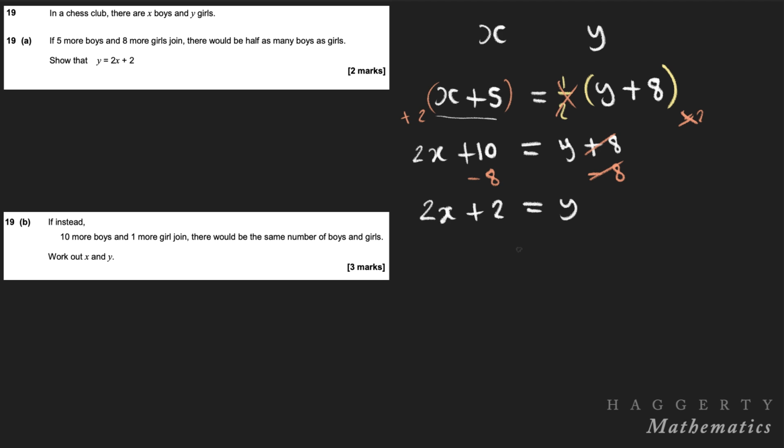And then part B, again, it's kind of obtuse. So if instead 10 more boys and 1 more girl join, there would be the same number of boys and girls. Work out X and Y.